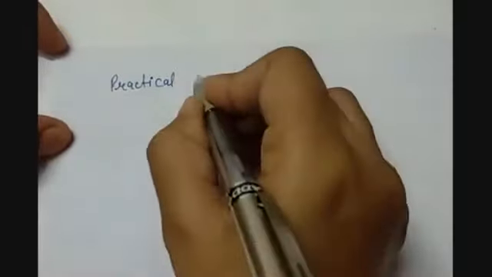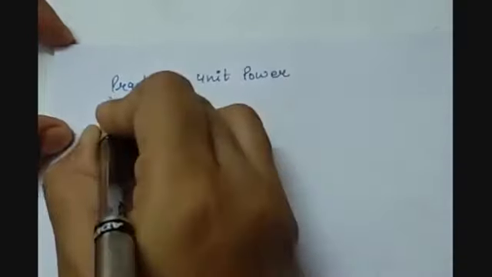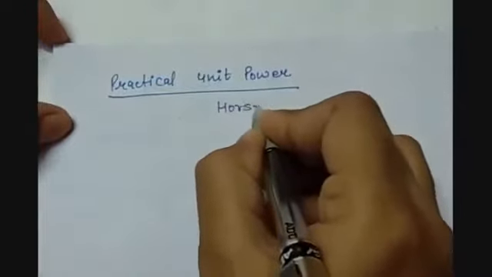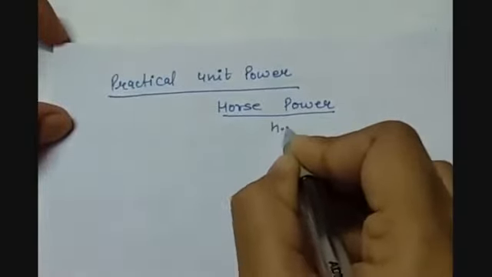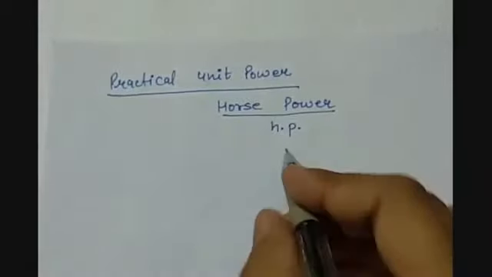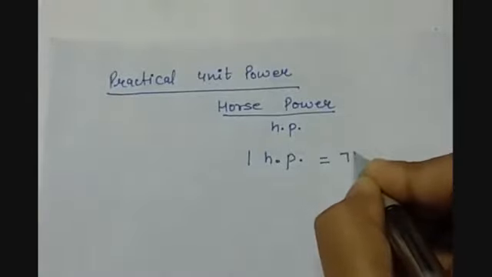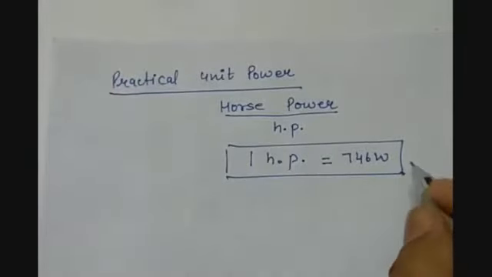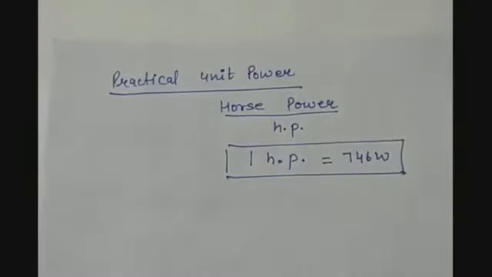One practical unit of power is also there, which we use in our industry, that is horsepower, written as HP. This is the practical unit of power, and 1 horsepower is equal to 746 watts. Remember this value, that 1 horsepower is equal to 746 watts.